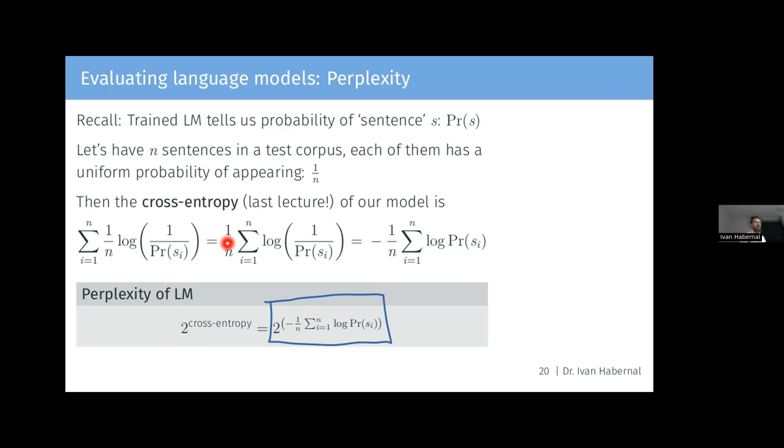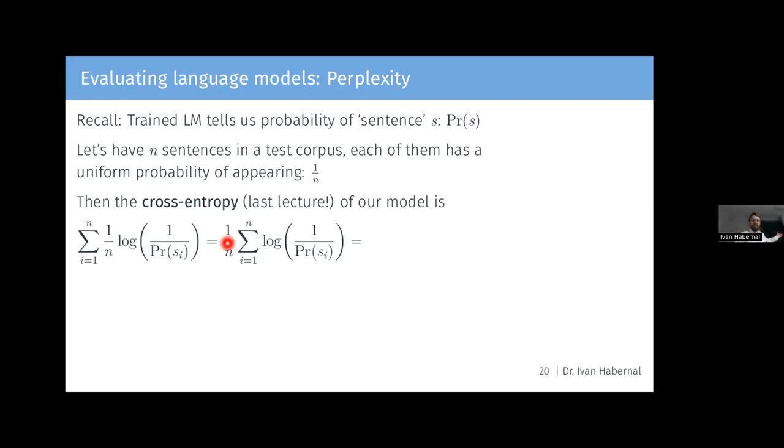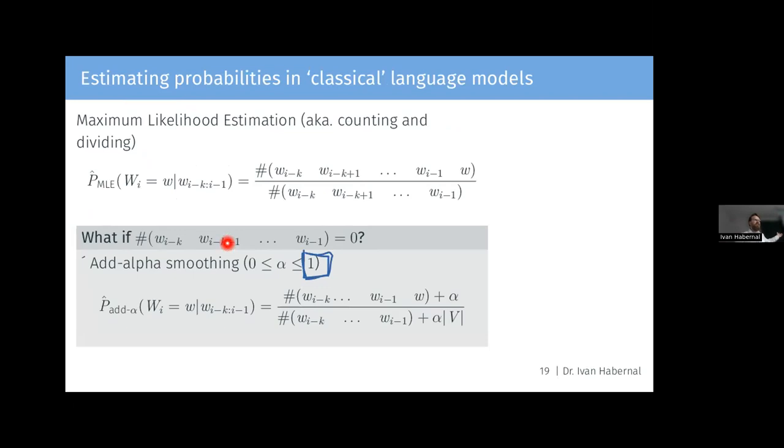Because for training this language model, for counting and dividing, what do you need? Do you need any training data? What's the training data for training this language model? Again, counting, dividing. A lot of sentences, yes. Do you need anything else? Compared to, for example, sentiment analysis or machine translation, do you need any labels? No. Do you need anything else except raw text? No. We just need raw text.